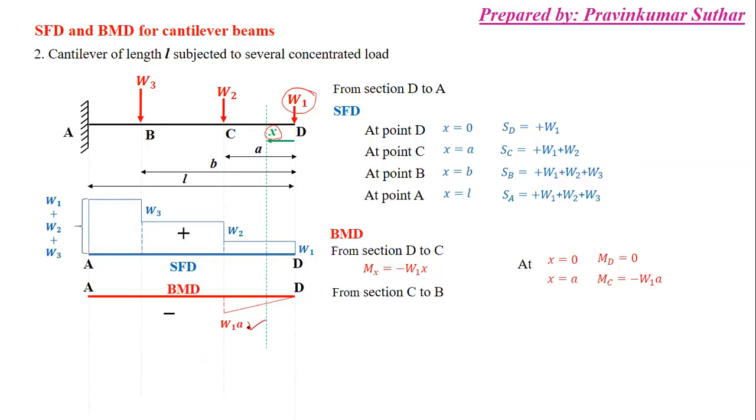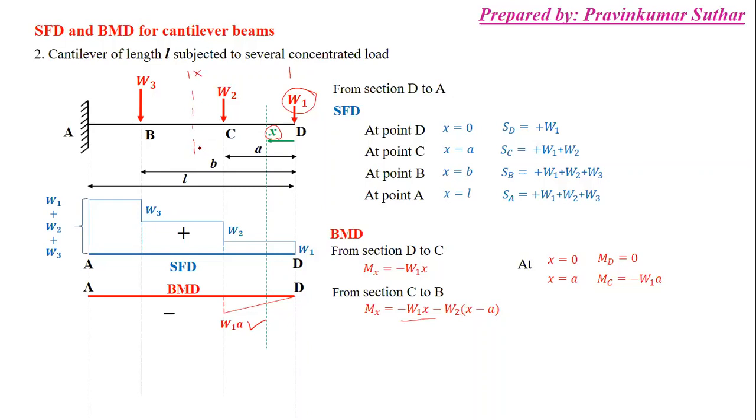Now next, from section C to B, we will again make an equation for this. So in this first, you can see this Mx is equal to minus W1x. This is same, but I have put this minus W2 into (x minus a). Why? Because we are taking reference from this D. So now the section is like this.